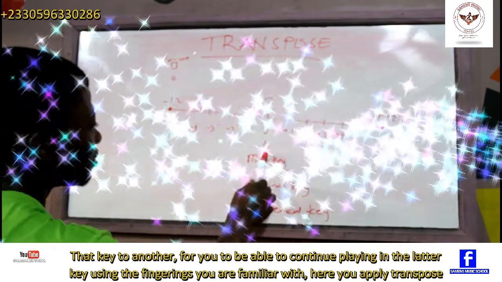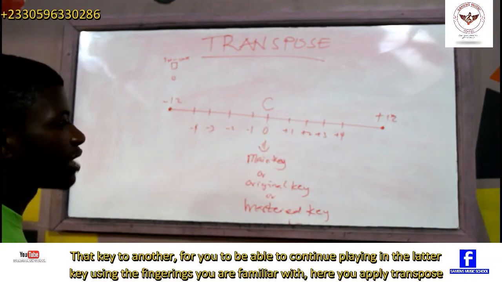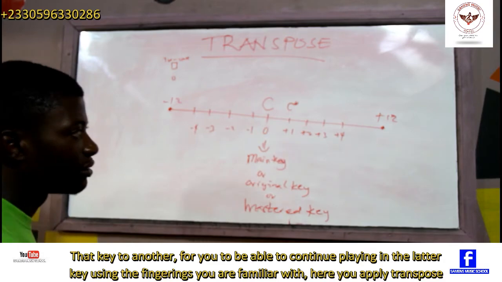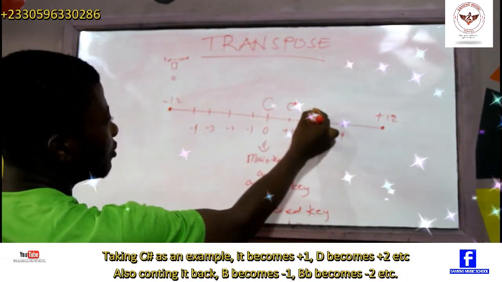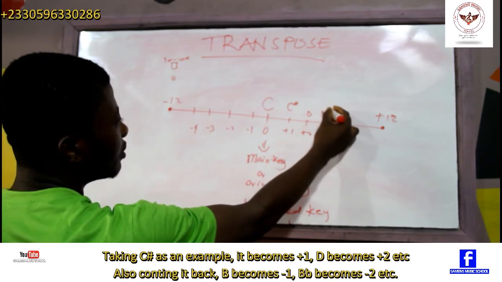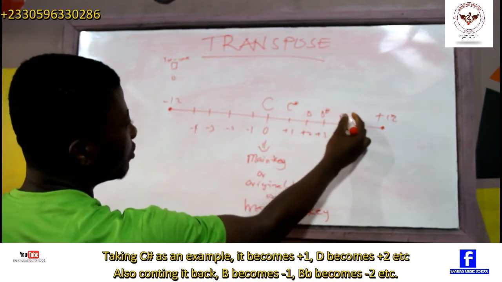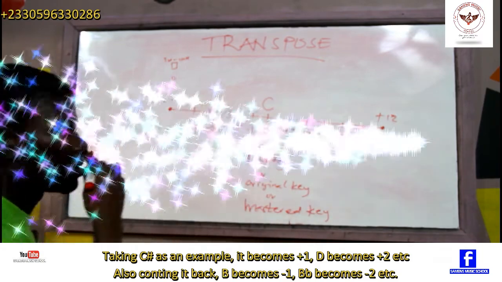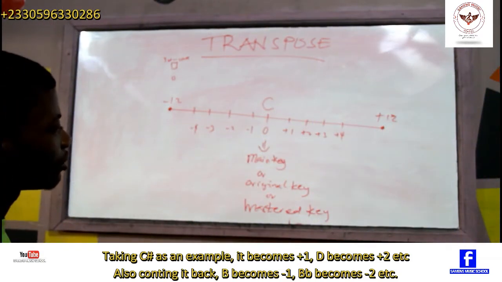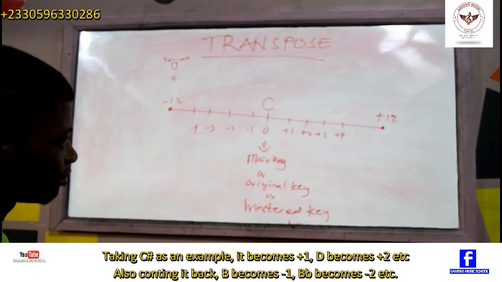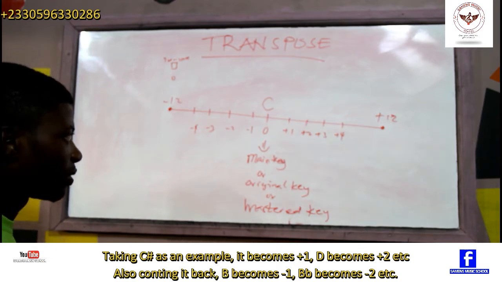So that is how it is. When you take C, C is 0. It means that C sharp becomes +1, chromatically. Then you come to D, D sharp, E, and so on and so forth. So that is how the transpose numbering system is. We are going to display it more on the keyboard for you to see. I will teach it with the negative numbers and also the positive numbers.